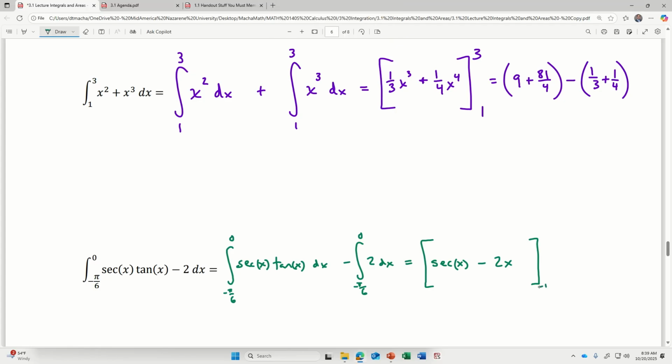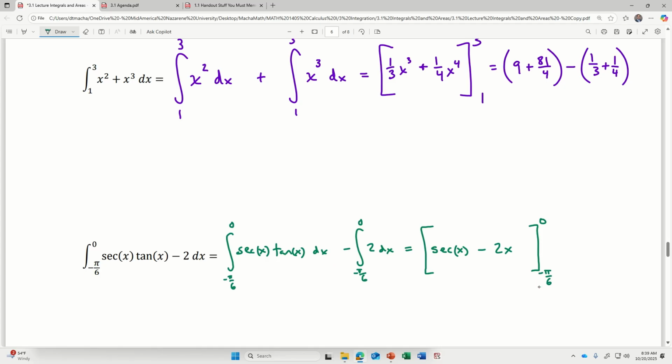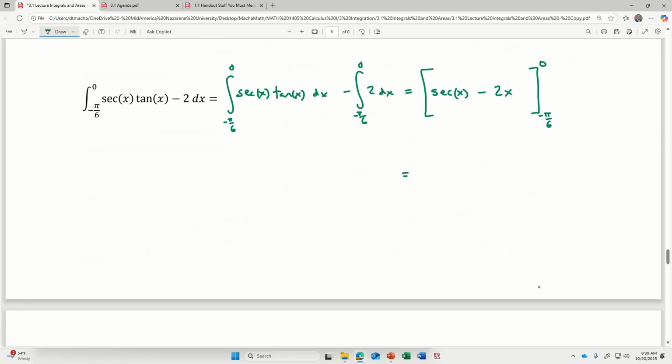And then the lower bound is negative pi over 6. The upper bound is 0. Secant of 0, I'll have to think about that for a moment, minus 2 times 0, minus secant of negative pi over 6. Minus negative is going to be plus 2 divided by 6, which is 1/3, so pi over 3.